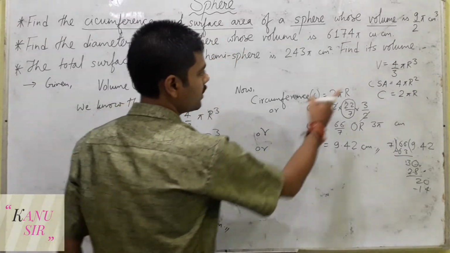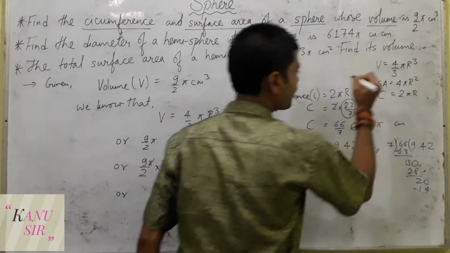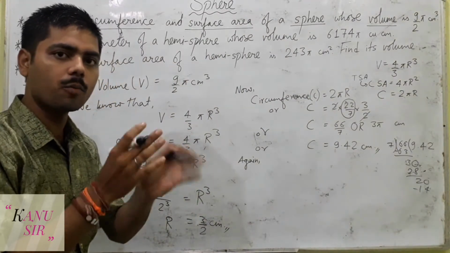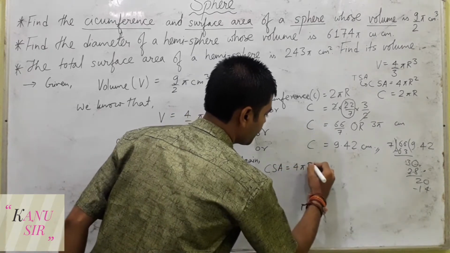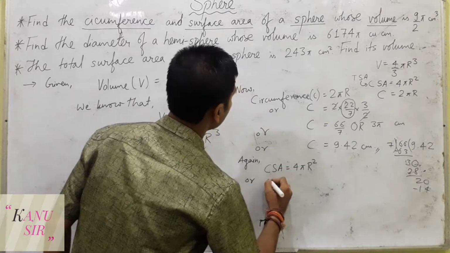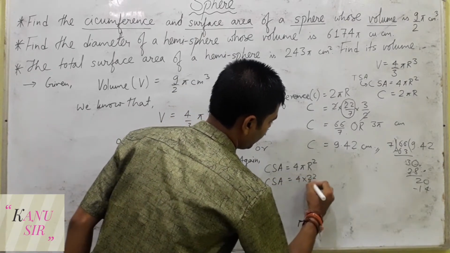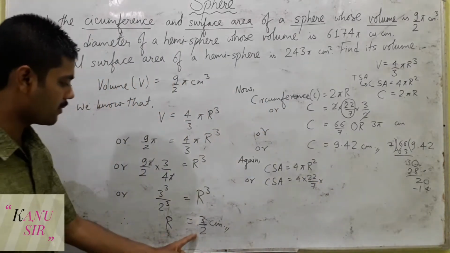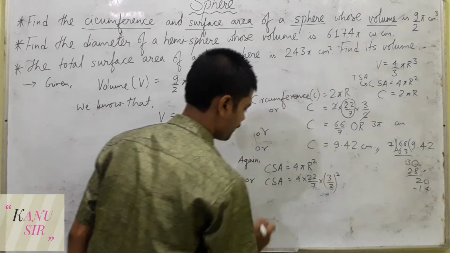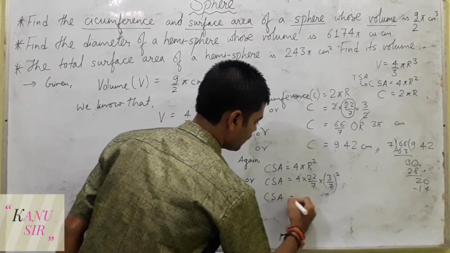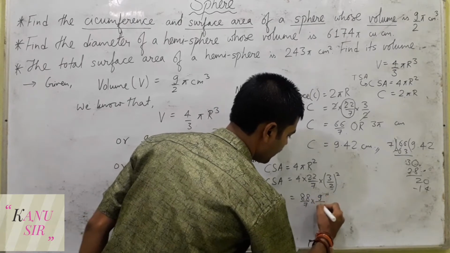Again, for the surface area of a sphere, the total surface area and the curved surface area are the same, because there is no extra lid or opening in a sphere. So curved surface area is equal to 4 pi r square, or 4 into 22/7. r square means 3/2 whole square, so CSA is equal to 4 times 22 by 7 into 9 by 4.